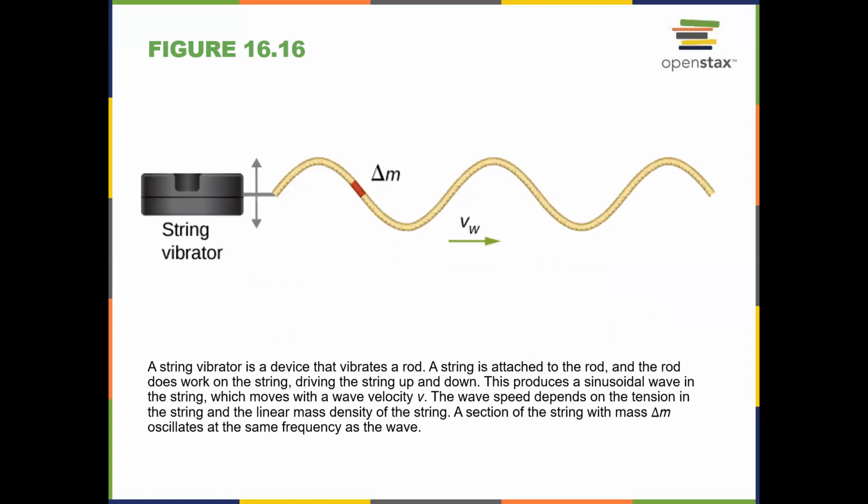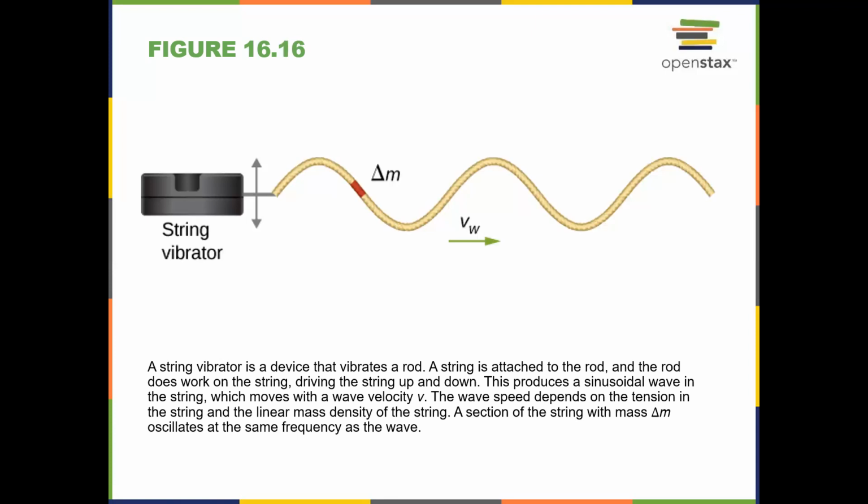So let's take our string vibrator, and if we move it down, and if we let the waves start to move down the string, what we find is that the speed of the wave depends on two things. It depends on the linear density, and that's the mass per length. And it also depends on the tension in the string. So what we find is that the velocity of the wave or the speed of the wave depends on how tight, taut the string is, and the linear density, which is the mass per length of the string.